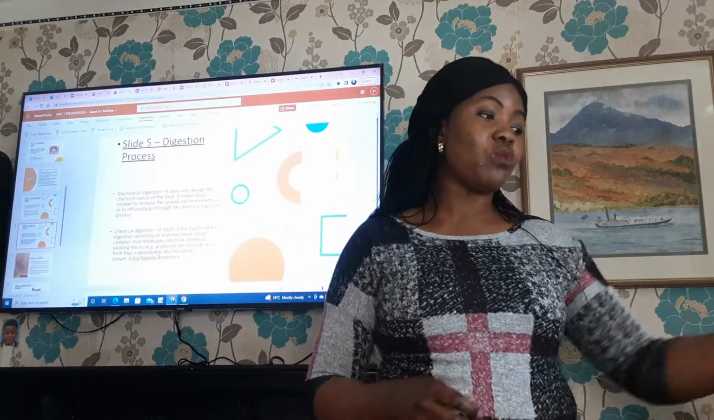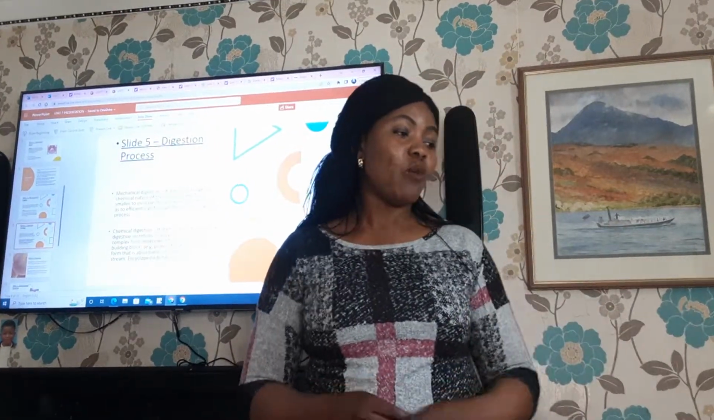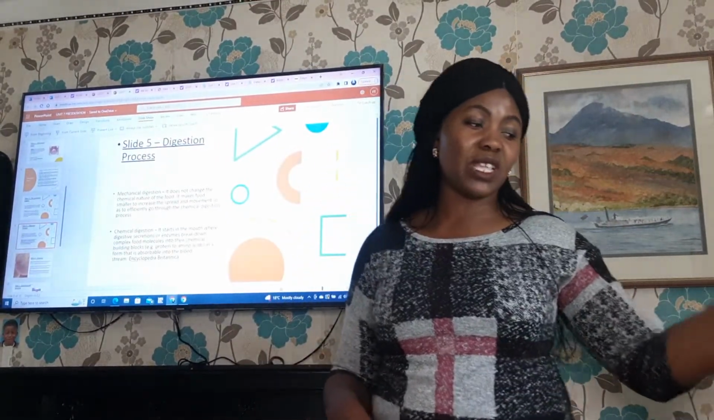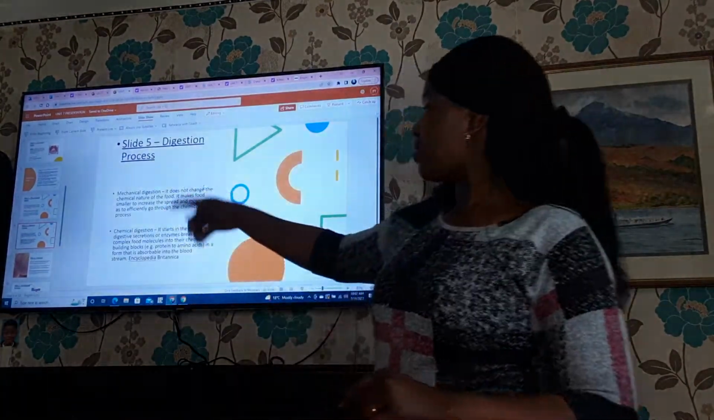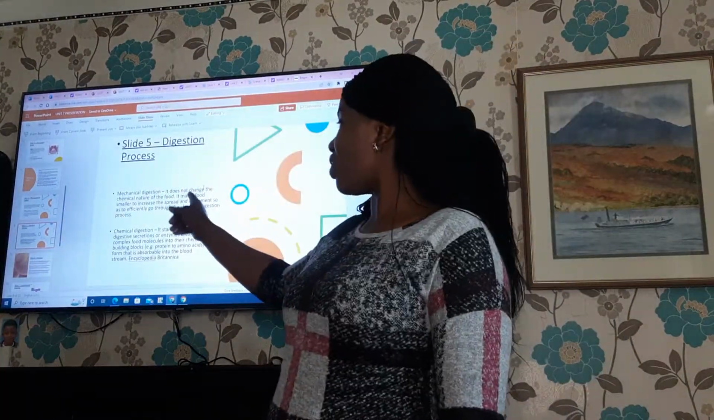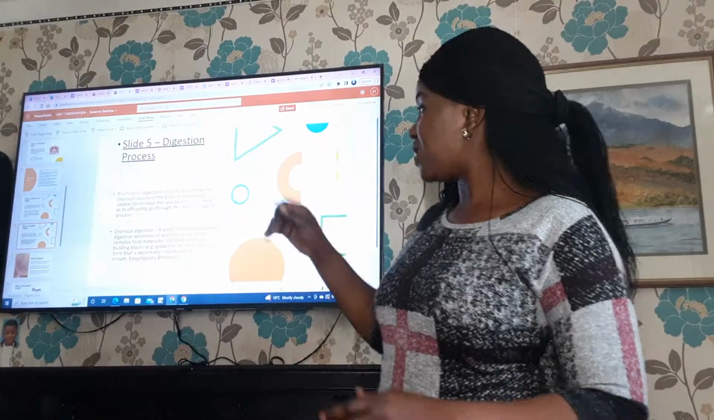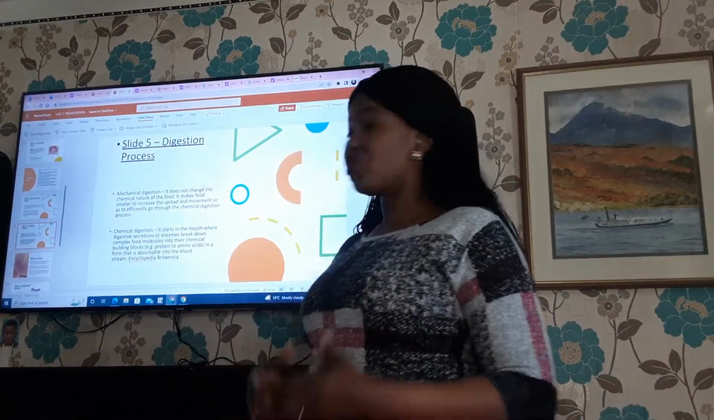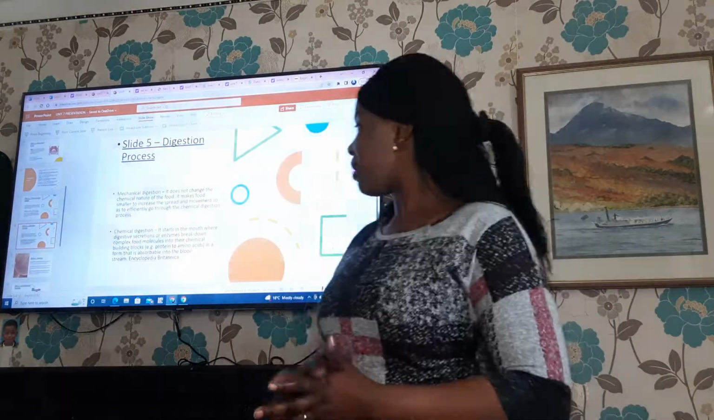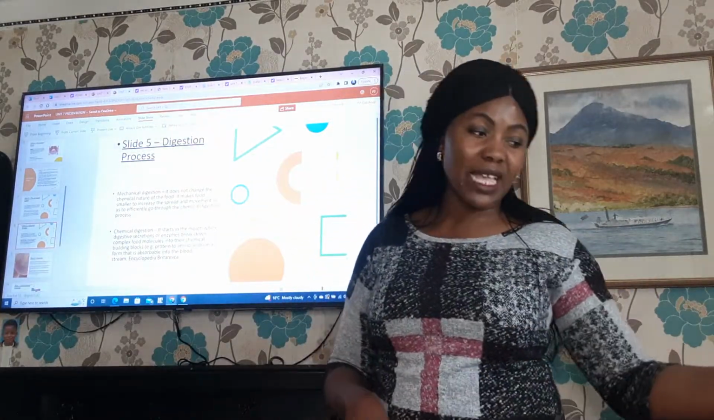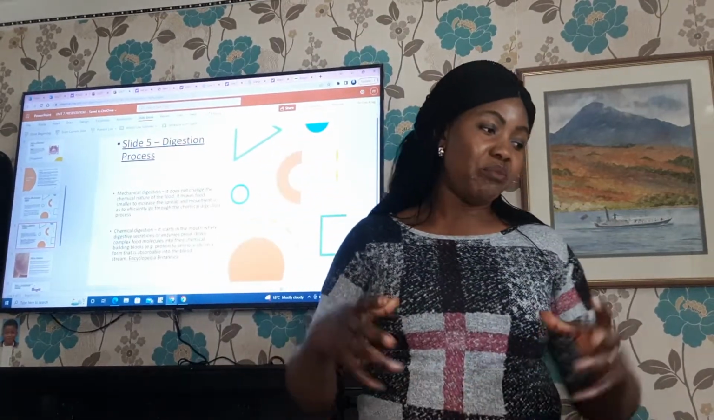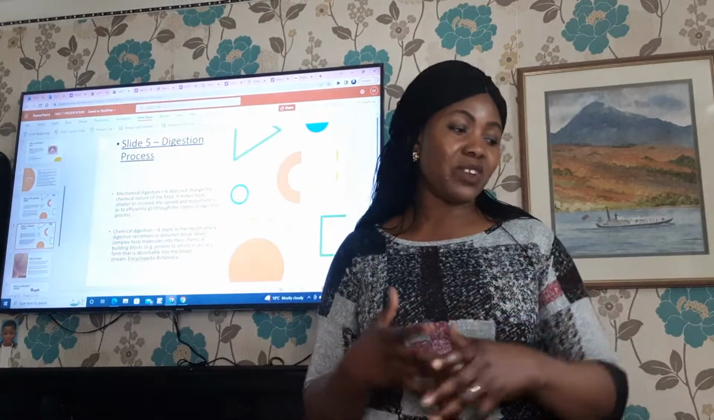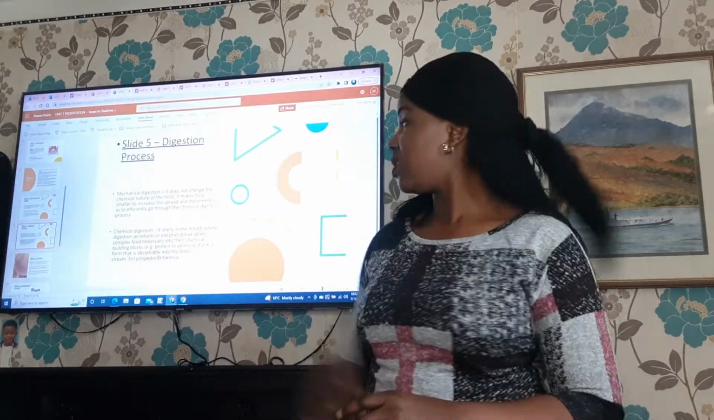Mechanical digestion. So we're going to be talking about the digestion process. We've got two processes: mechanical digestion and chemical digestion. Mechanical digestion does not change the chemical nature of the food. It makes food smaller to increase the spread and movement so as to efficiently go through the chemical digestion process. While chemical digestion starts in the mouth, where digestive secretions or enzymes break down complex food molecules into their chemical building blocks, for example, from protein to amino acids in a form that is absorbable into the blood.